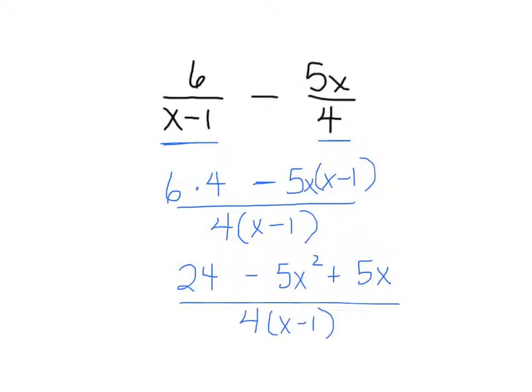Minus 5x squared plus 5x all over 4 times x minus 1. And notice in the denominator, I just didn't bother to multiply it out. There's no advantage to doing that. Nothing will cancel. So I don't know if the top factors. I want to say it probably doesn't. But I would have 5x squared plus 5x plus 24, if I wrote it in the correct order, over 4 times x minus 1. And that's it.